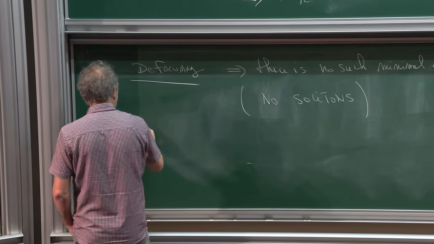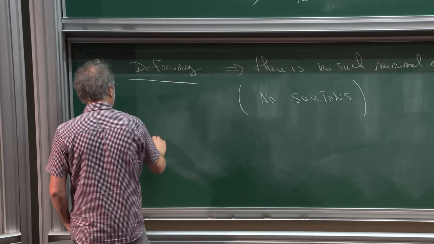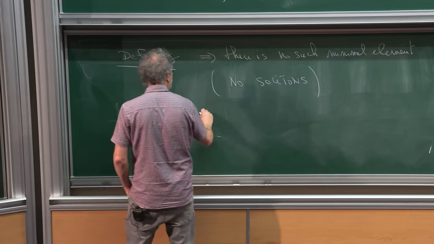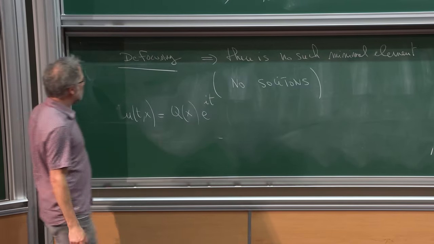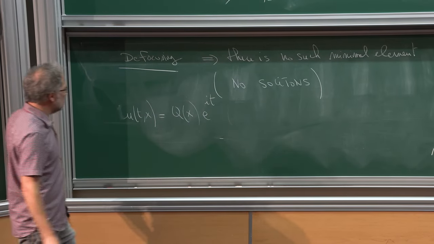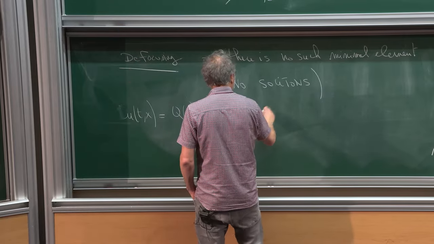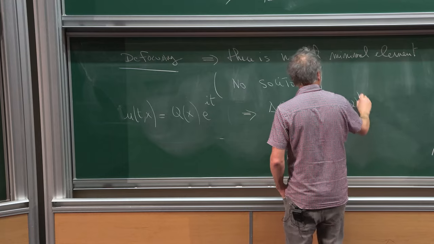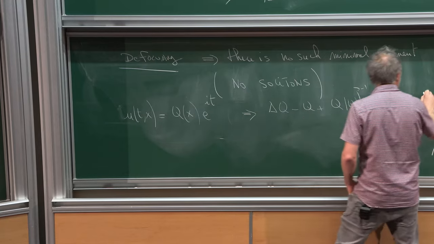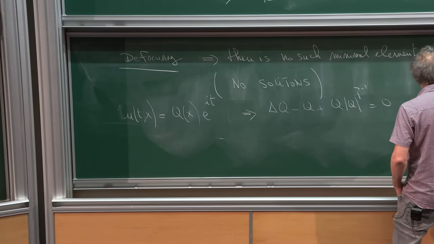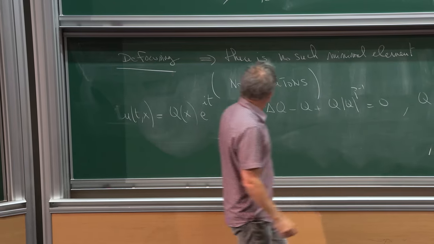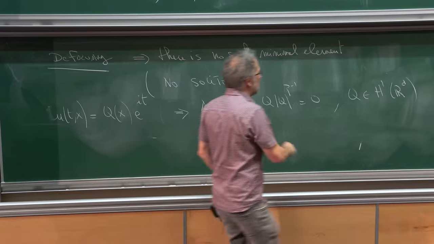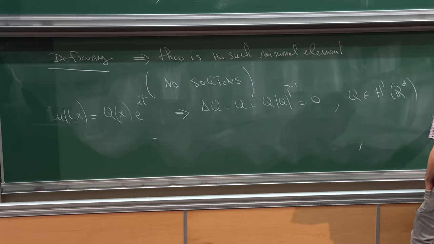There is something that one should know here, and it's actually quite annoying. I told you that the soliton corresponds to doing this ansatz, a time periodic solution. So this leads to Laplace Q minus Q plus Q times Q to the P minus 1 equal to 0, and I want Q in H1. But of course, if you know your Talenti-Aubin solitons, you know that in the energy critical case, this is going to work only when S is less than 1.